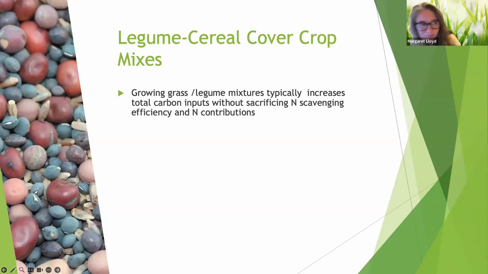And so there's a great opportunity to combine legumes and cereal cover crops to try to mitigate some of these differences in biomass accumulation and nitrogen content, and also some of the different ways that these crops accumulate nitrogen. So whether that's from nitrogen fixing bacteria or through deep penetrating fibrous roots that can scavenge N in your soil.